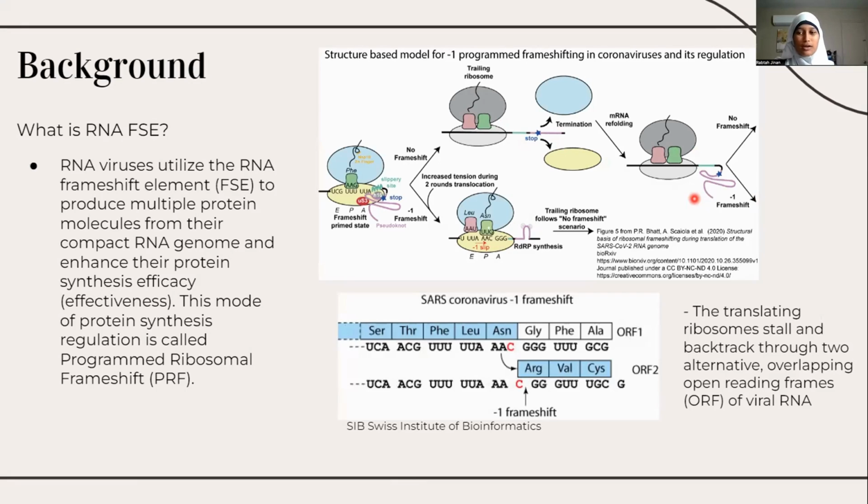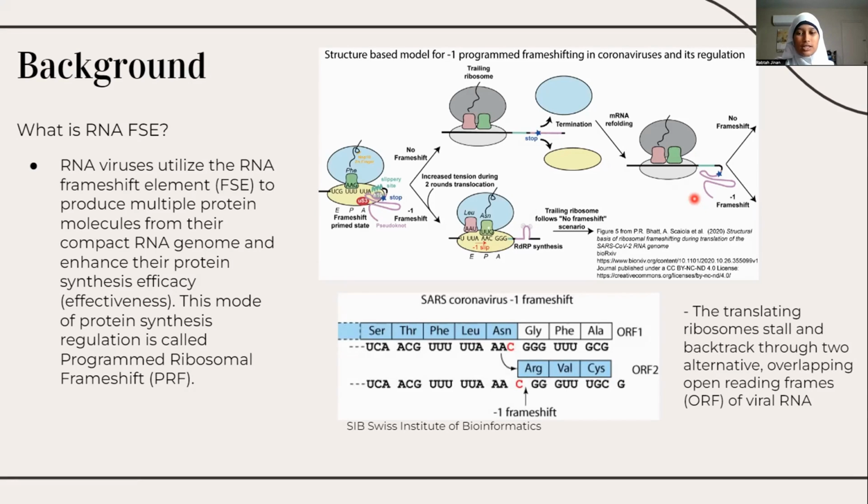So this mode of protein synthesis regulation is called programmed ribosomal frameshift, or PRF. The RNA frameshift element is present between two overlapping open reading frames of the viral RNA genome, and it consists of a slippery sequence followed by a stretch of nucleotides, and they usually fold upon themselves to attain a specific conformation, which is usually a pseudoknot.